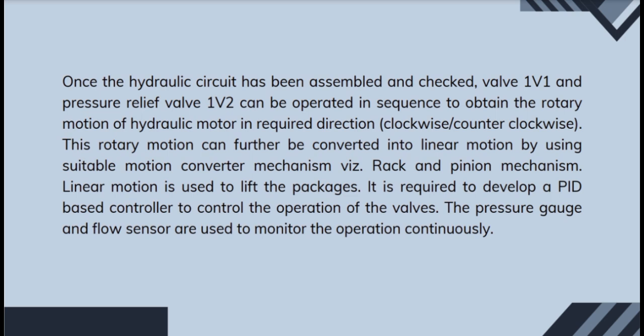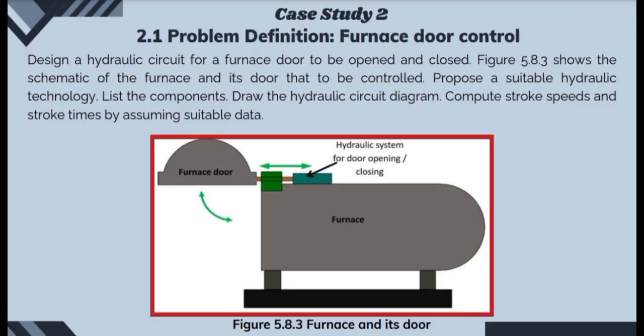So, the pressure gauge and flow sensor are also important because they are used to monitor and measure the hydraulic system during operation, as well as the flow of the fluid. They show the performance of a system and help detect issues like blockages or leaks that happen in a system. Next, case study 2, 2.1, problem definition, furnace door control.